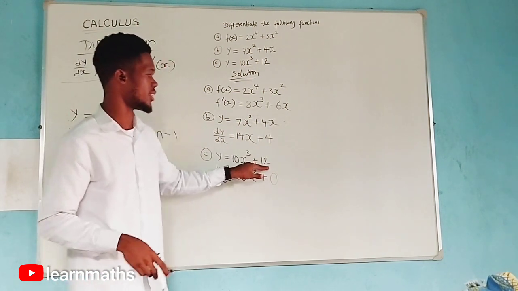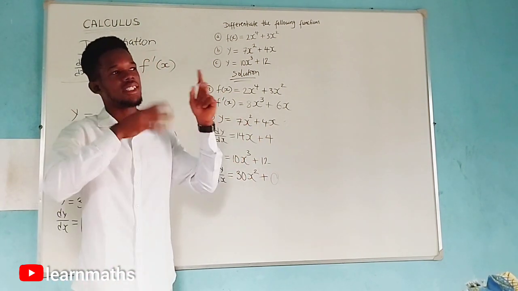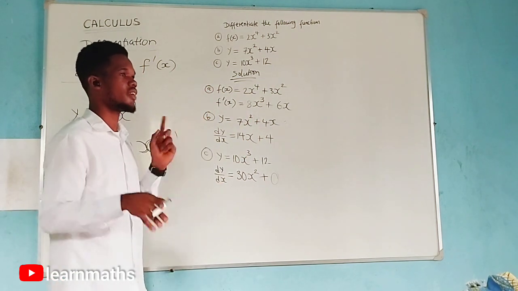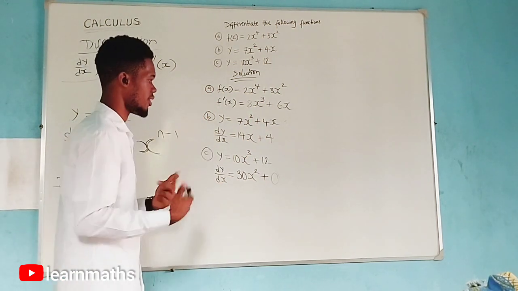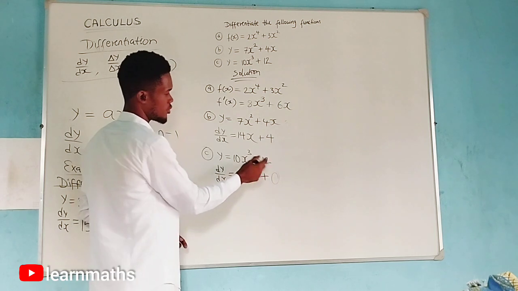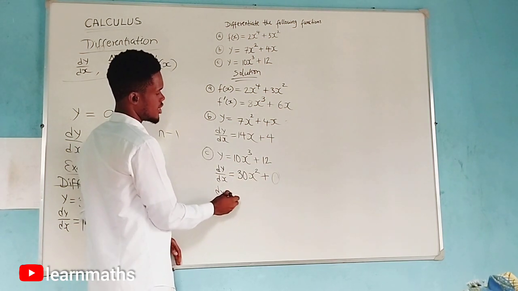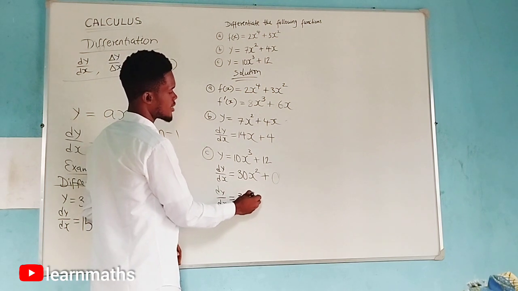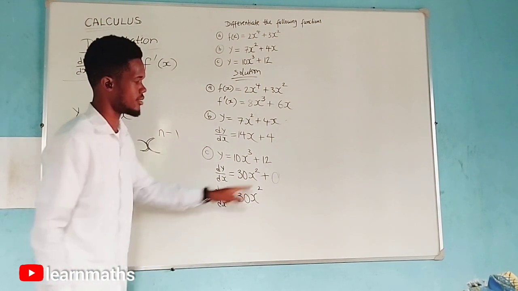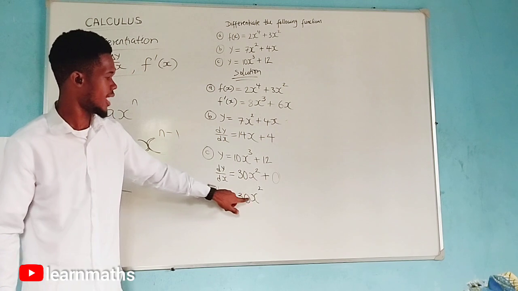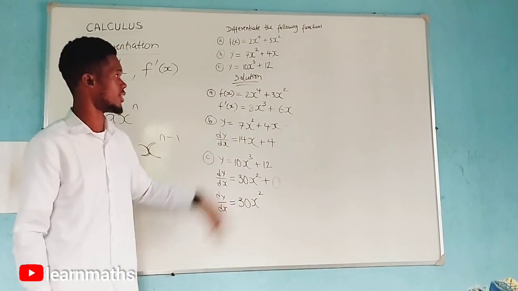The differential of any constant is 0. The differential of 49, 0. The differential of 4 over 2, 0. The differential of half, 0, right? The differential of 12, 0. So at the end of the day, dy dx is just going to be equal to 30x squared, right? So ignore the 0. 30x squared, that's the differential.